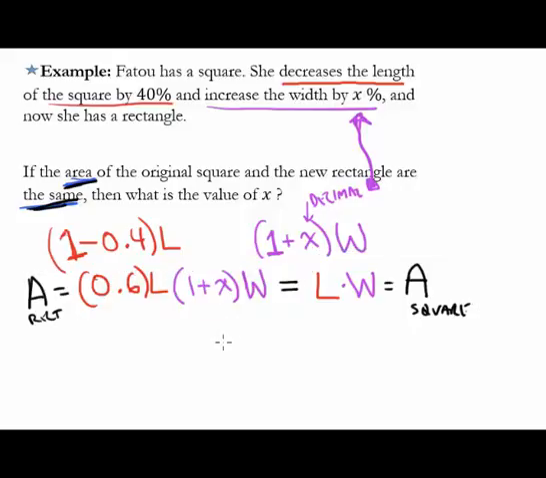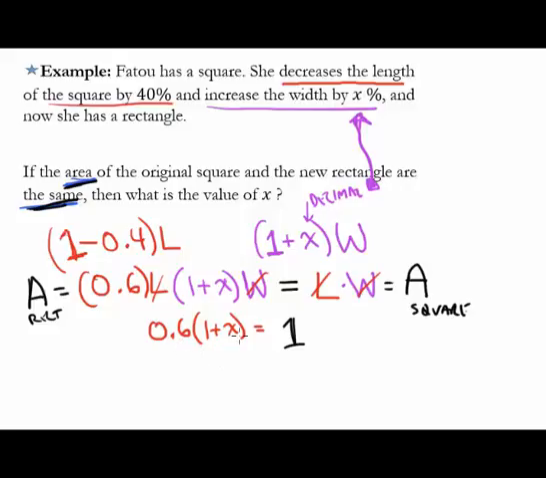Okay, so let's get rid of those boxes. So immediately, there's a length there and a length there, right? I can cancel them. There's a width there and a width there. I can cancel them. So immediately, I can get this equation. It's just 0.6 times 1 plus x equals, and when I cancel out the lengths and I cancel out the widths, I end up with just the number 1, right? If I divide both sides by L and divide both sides by W. I can do that because we're just multiplying all these things together.